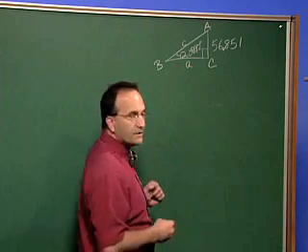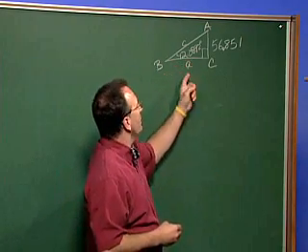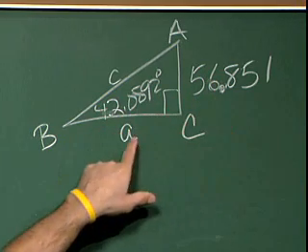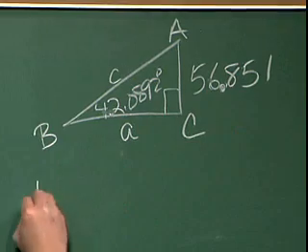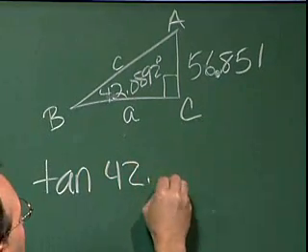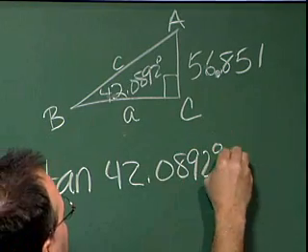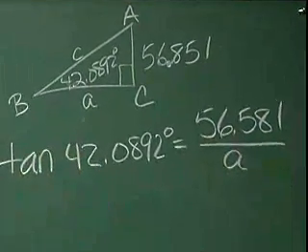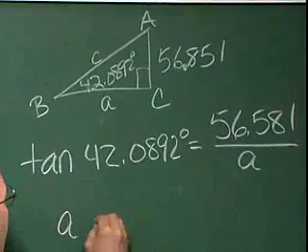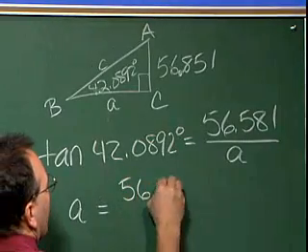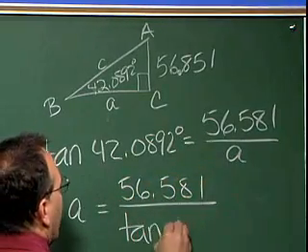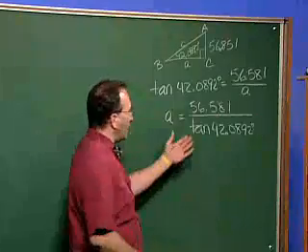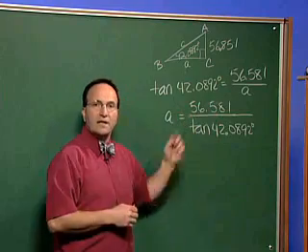So we can use the right triangle trig to find, for example, side A, because we know that opposite the angle 42 is the 56.851, and the side adjacent is A. Therefore, the tangent of 42.0892 degrees is equal to the side opposite divided by the side adjacent. And therefore the side adjacent, which is A, is equal to 56.851 divided by the tangent of 42.0892 degrees. Let's hop onto the calculator and calculate what that works out to be.